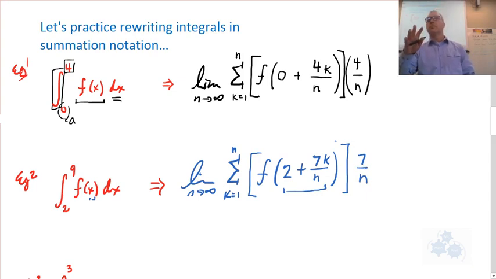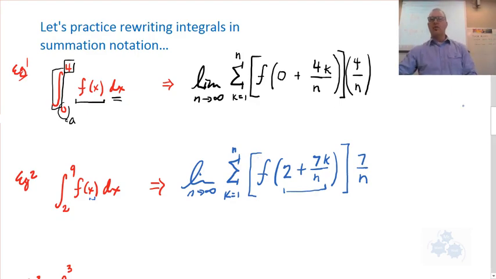Question? K is always 1? K is always 1. Okay, very good question. The answer is yes. And let me explain why. It doesn't matter what the limits are because K represents the rectangles. So the first rectangle would have a height of this much and a width of this much. The second one, when K equals 2, would have a height of this and a width of this.